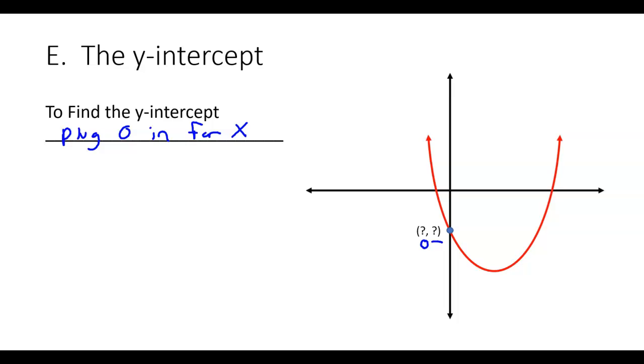Okay? So have you guys got that copied down? All right. I see a few pencils moving. I'll wait a second. Plug 0 in for x. So that's how you find a y-intercept. Plug 0 in for x.